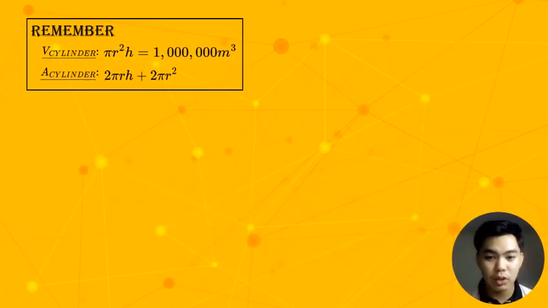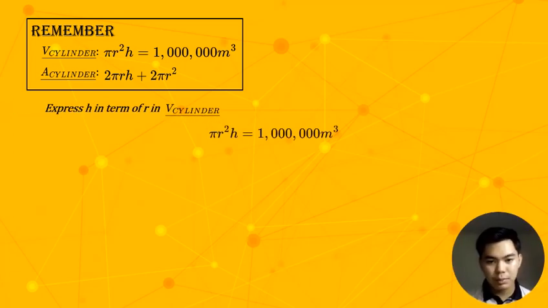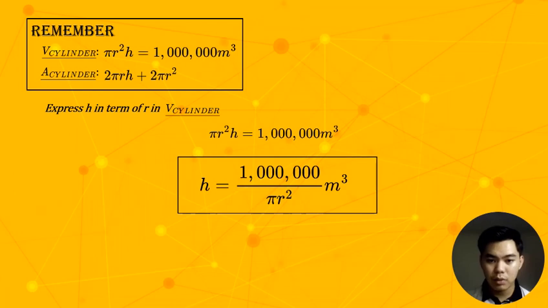To the conclusion. We always remember that the volume of the cylinder is pi r square h equal to 1 million meter cube, and the area of the cylinder is 2 pi r h plus 2 pi r square. So we need to express h in terms of r using the volume of the cylinder. Pi r square h equals 1 million meter cube, so making h the subject, h equals 1 million over pi r square meter cube.